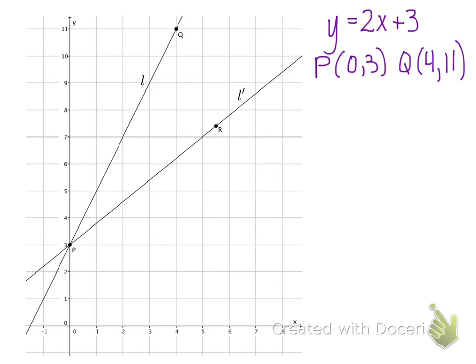Okay, so to prove those 2 things, we can revisit it as we go through this. We're going to use a specific example. We're going to use y equals 2x plus 3, and I've chosen 2 points, P and Q. P is (0, 3), which is obviously the y-intercept, and Q is (4, 11). So you can verify that both of those are solutions to the equation y equals 2x plus 3.